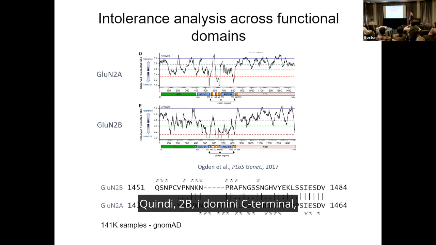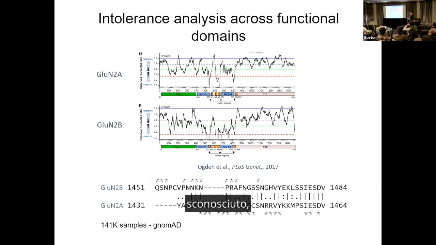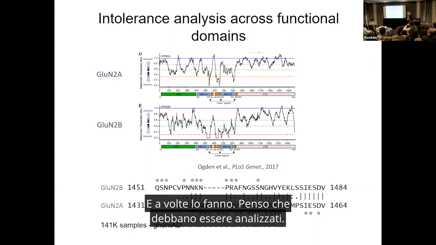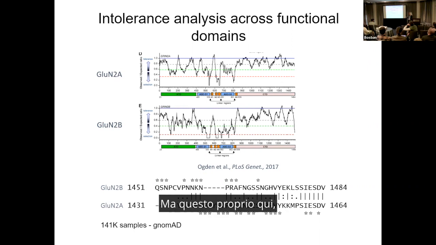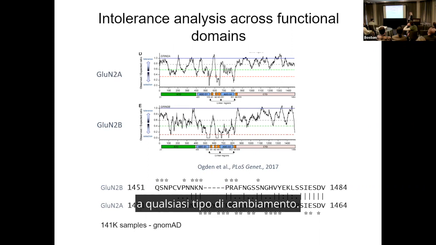So 2B, the C-terminal domains, first of all, full disclosure, they're much more tolerant to variation. So when we see a variant of unknown significance, sometimes they don't have an effect on our assays, and sometimes they do. I think they have to be analyzed. But this right here, the fact that it crashes to zero with 2B in that region that we spent so long studying, felt like a lot of validation that indeed that region's incredibly sensitive to any sort of changes.